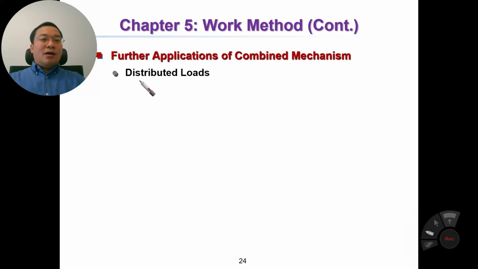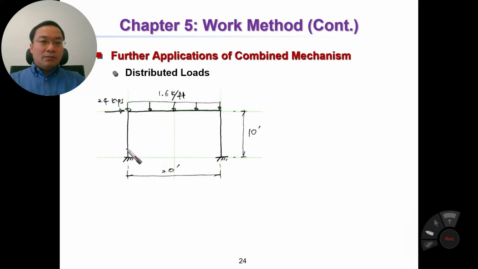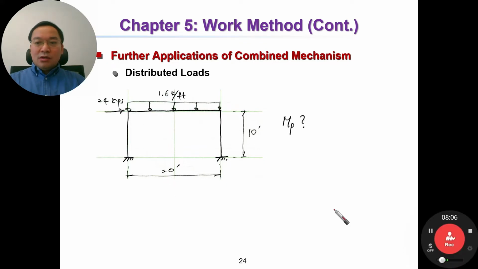Okay, and now we are going to one more example, one more application of combined mechanism. Now we consider a portal frame again with distributed load. Here we have a portal frame. The length of the beam is 20 feet, and the height of the column is 10 feet.